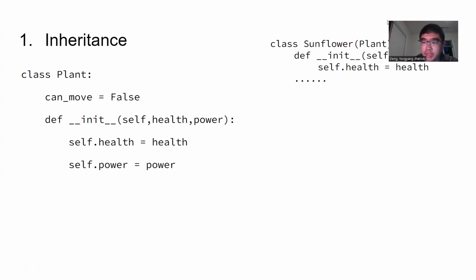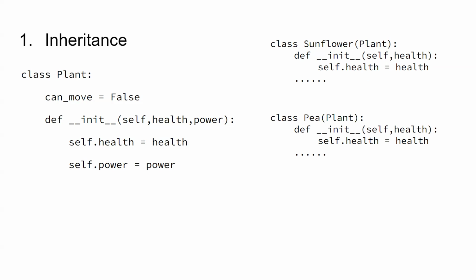But the thing is that we have to include the class we want to inherit from. So we have class sunflower, and we have parentheses, and then the parent that we want to inherit from. The plant is the parent class, so we want to inherit from the parent and copy all the stuff from the plant class into the sunflower.